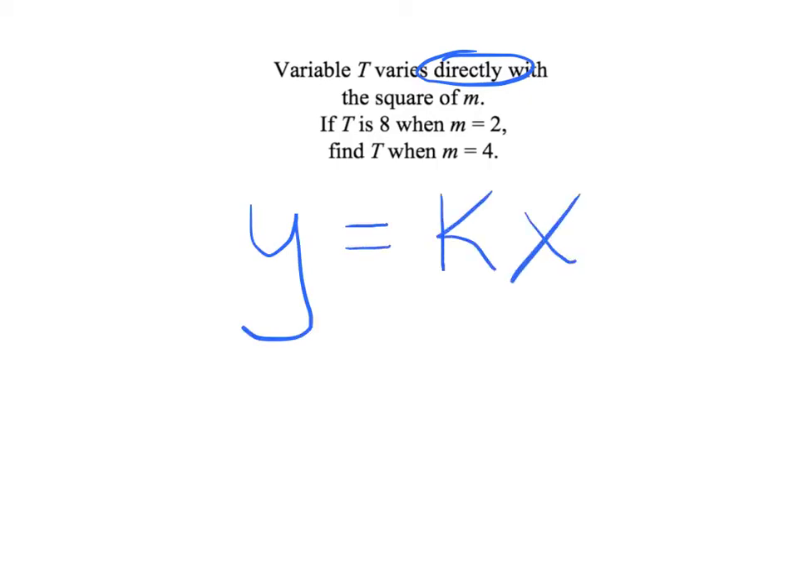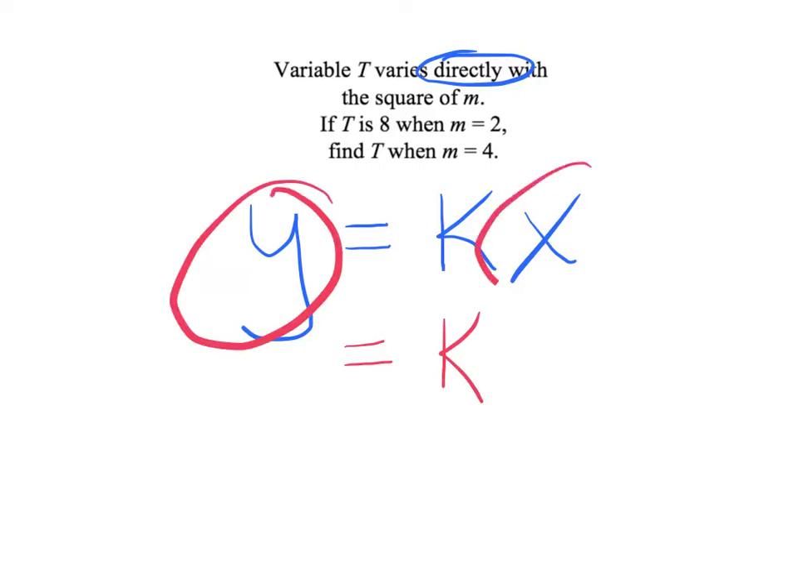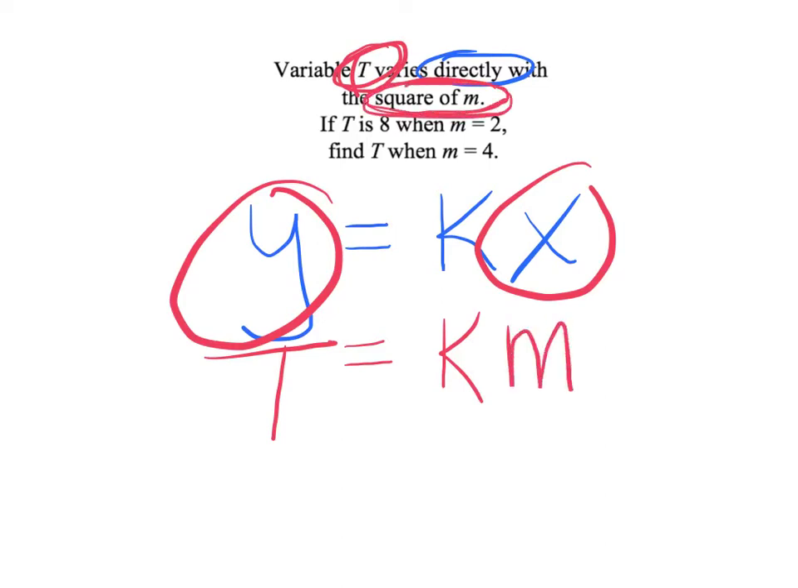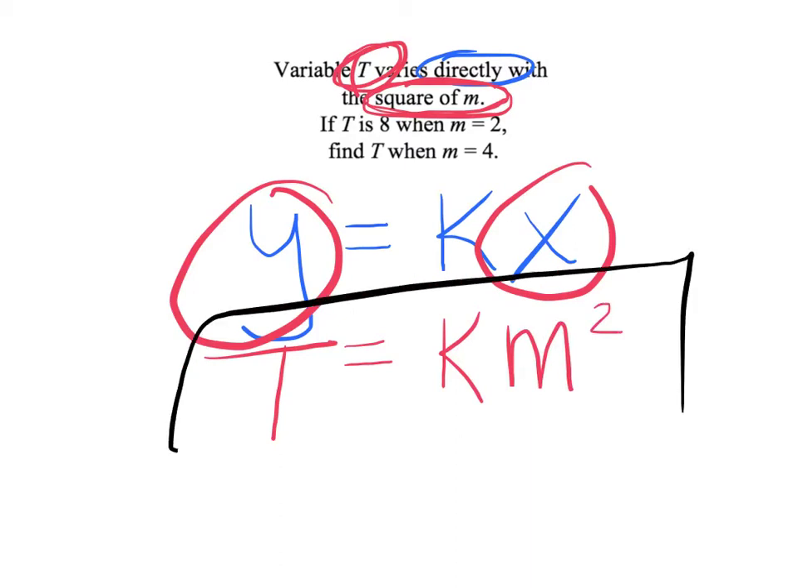All right, let's try another one. Variable t varies directly with the square of m. So I'm going to start with my generic formula. Direct was the key word, so y equals kx. Okay, now switch it in terms of the problem. What varies directly with what? Don't touch that constant. You're changing these two. It says t varies directly with the what of m. What do they want you to do to m? Square m. Okay? Now once you have that formula, it's pretty straightforward.